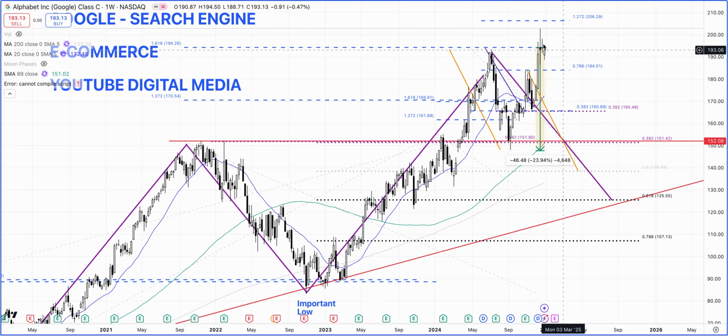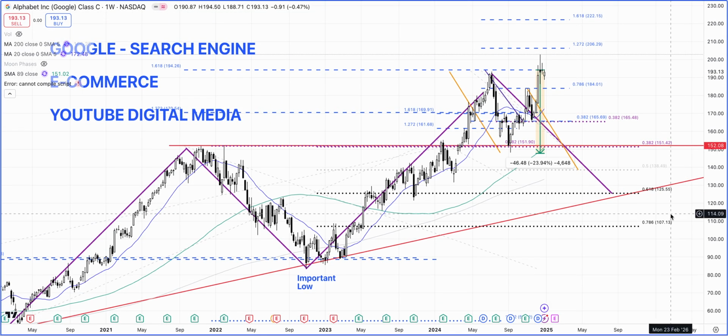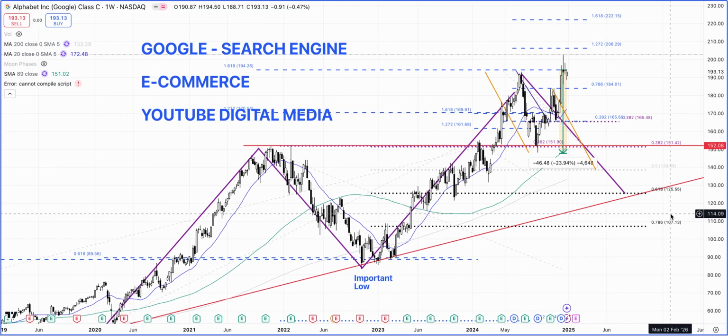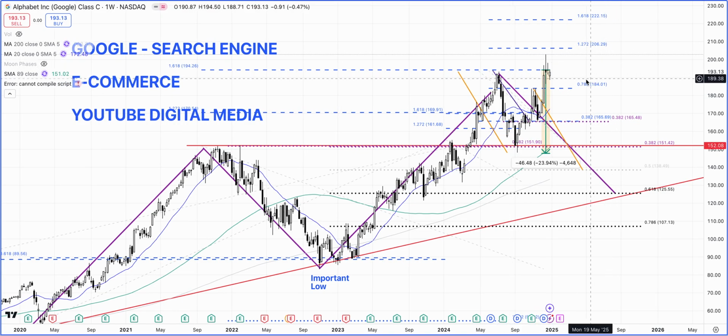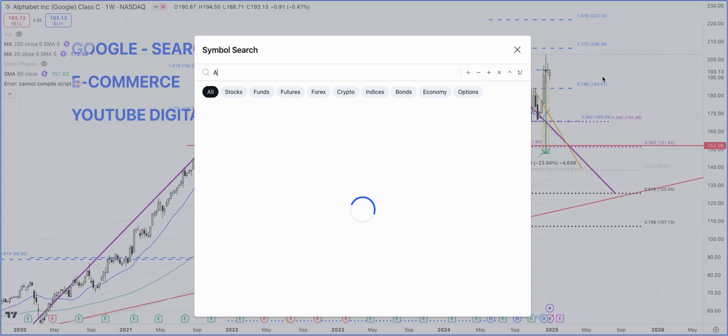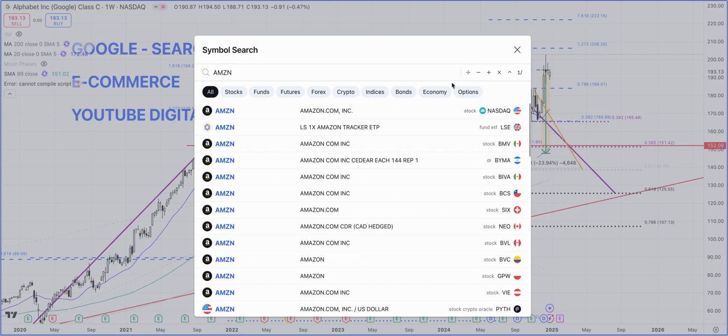But for the last few weeks, it's just gone nowhere, but it could still hit a 206 level. That remains still a possibility. So, interesting one, what is happening with Google? It's got a little bit higher, possibly higher to go, but it's just sideways. And then let's take a look at Amazon.